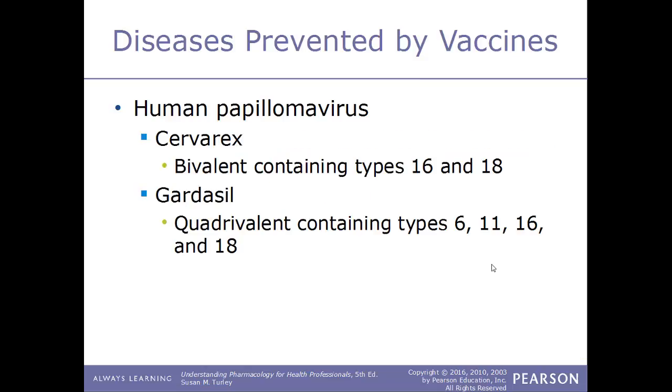There are 2 types of HPV vaccines. The trade name Cervarix is a bivalent vaccine, contains the types 16 and 18, and then Gardasil, which we mentioned earlier, is a quadrivalent vaccine, and it contains strains number 6, 11, 16, and 18.